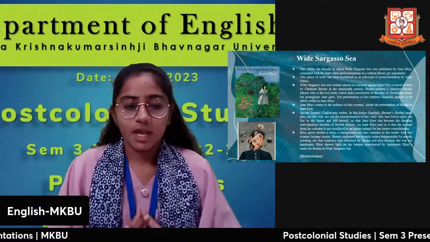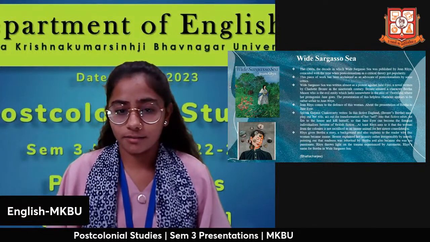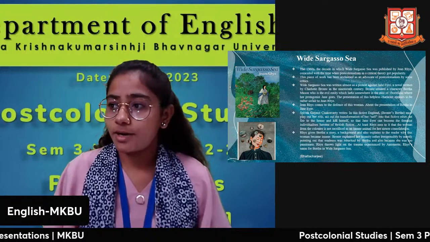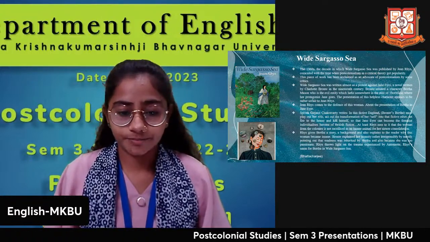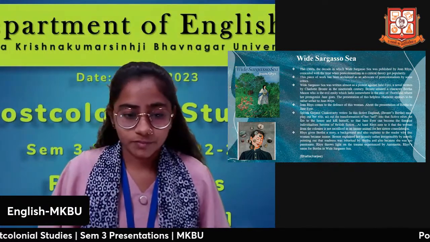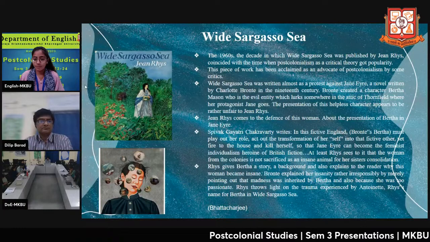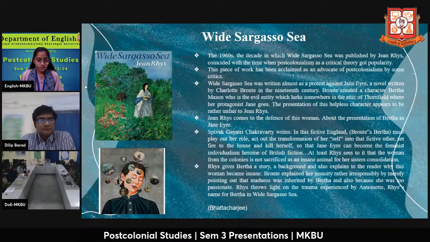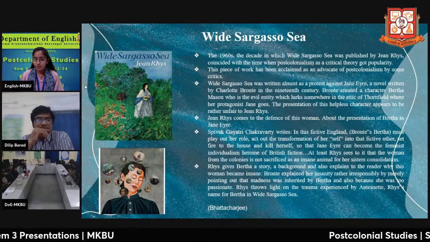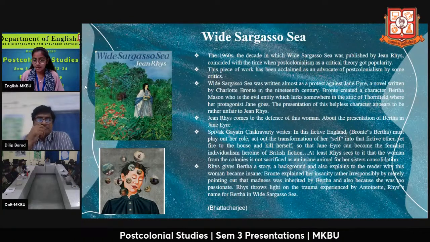Wide Sargasso Sea. Rhys's Wide Sargasso Sea is a prequel of Charlotte Bronte's Jane Eyre. And in this novel, Antoinette is the main protagonist, and this whole novel narrates her story. The 1960s, the decade in which Wide Sargasso Sea was published by Rhys, coincided with the time when postcolonialism as a critical theory gained popularity. This piece of work has been acclaimed as an advocate of postcolonialism by some critics.